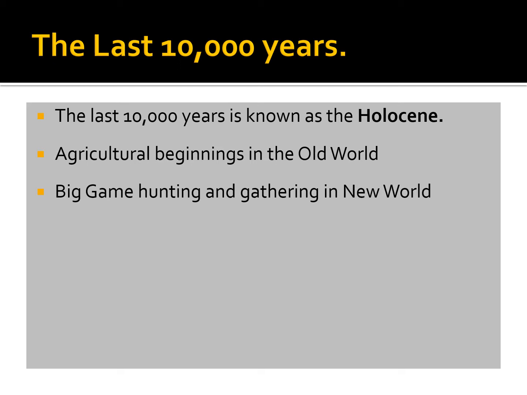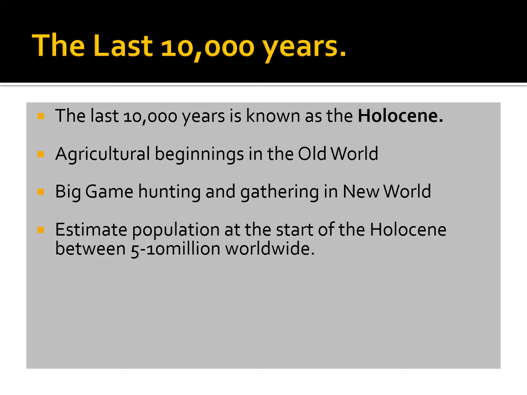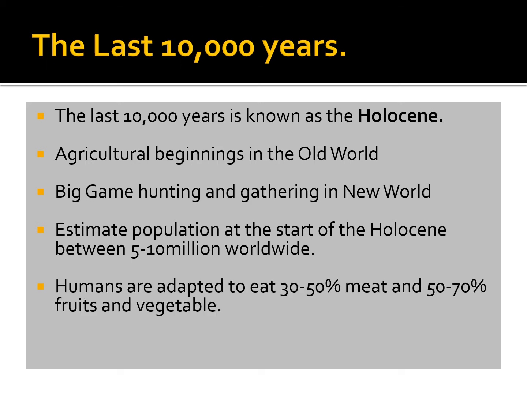This is where you're hunting large game animals and you're relying exclusively off of what is growing in the area for your subsistence. During this time, the estimated population at the start of this period was between 5 to 10 million people worldwide. To give you an indication of how human diet is supposed to be comprised, based off of scientific studies and behavioral studies with our closest living primates, we know that humans are supposed to be adapted to eat around 30 to 50% meat and 50 to 70% fruits and vegetables.